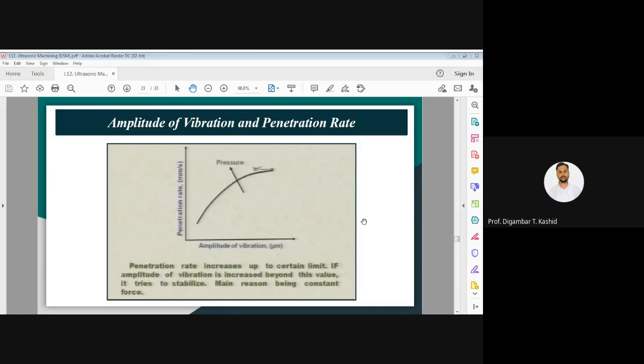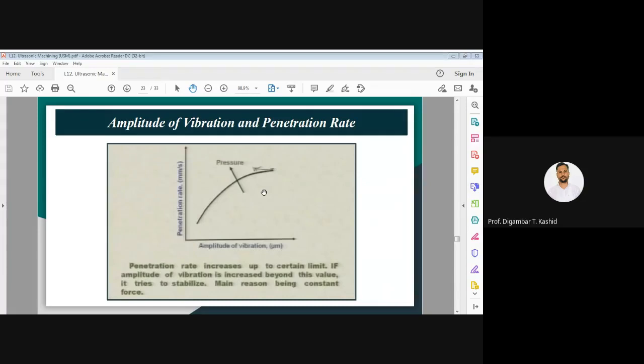Okay, so this slide shows the relationship between the amplitude of vibration of the tool and the penetration rate, that is, the penetration rate of the abrasive particle into the workpiece surface, correct. You can see here that the amplitude of vibration is increasing. You can see the curve, the path of the curve also. So as the amplitude of vibration is increasing, simultaneously the penetration rate is also increasing.